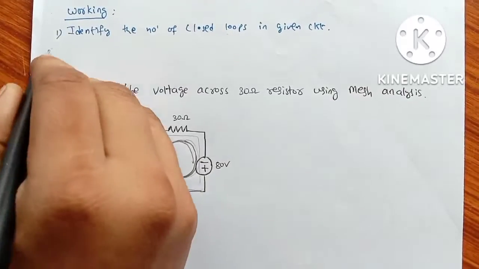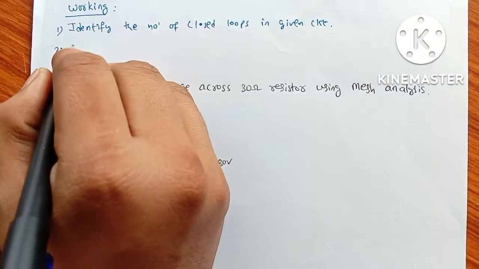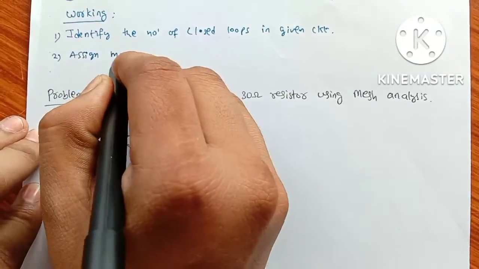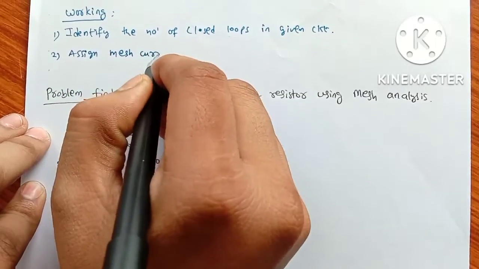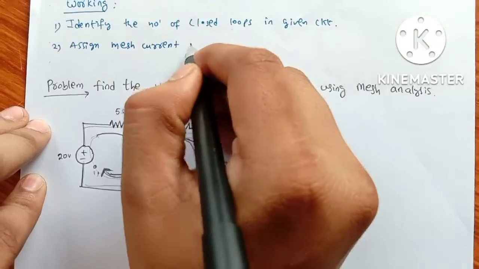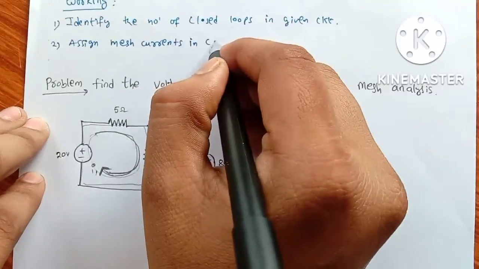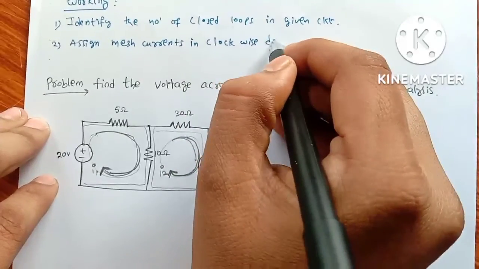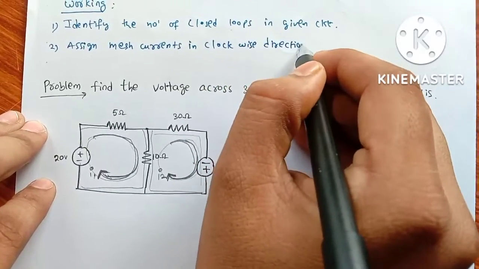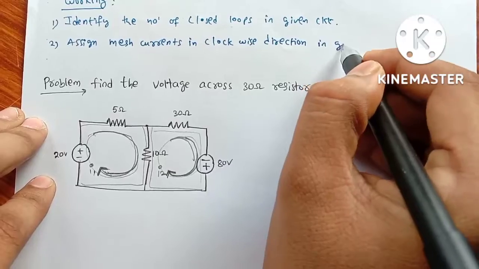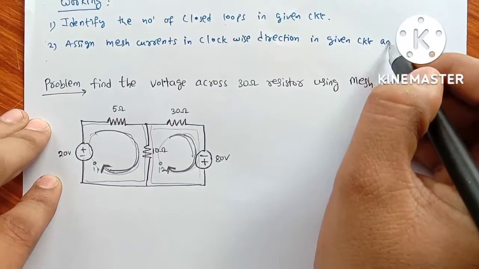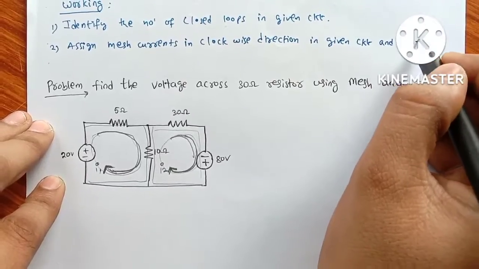Now the second step: assign mesh currents in clockwise direction in the given circuit and name the currents.